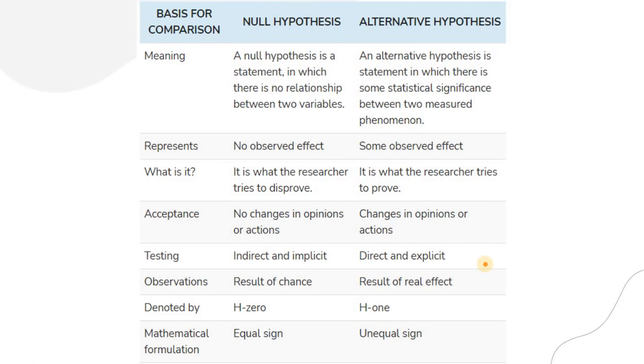Testing is indirect and implicit for null, and for alternate, we have direct and explicit. So observation, result of chance, result of real effect, H sub 0, H1, equal and then unequal sign. So yun yung differences ng null sa alternative hypothesis.